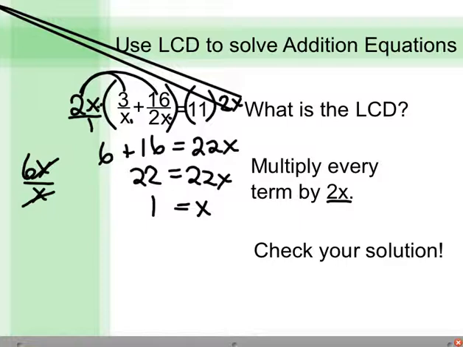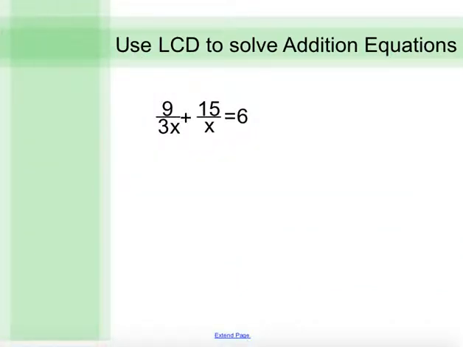Okay, so we can go ahead and use the least common denominator to simplify. This is very similar to when we did this with regular fractions, so that we could get rid of those denominators and just have whole numbers to work with. So let's try that again.